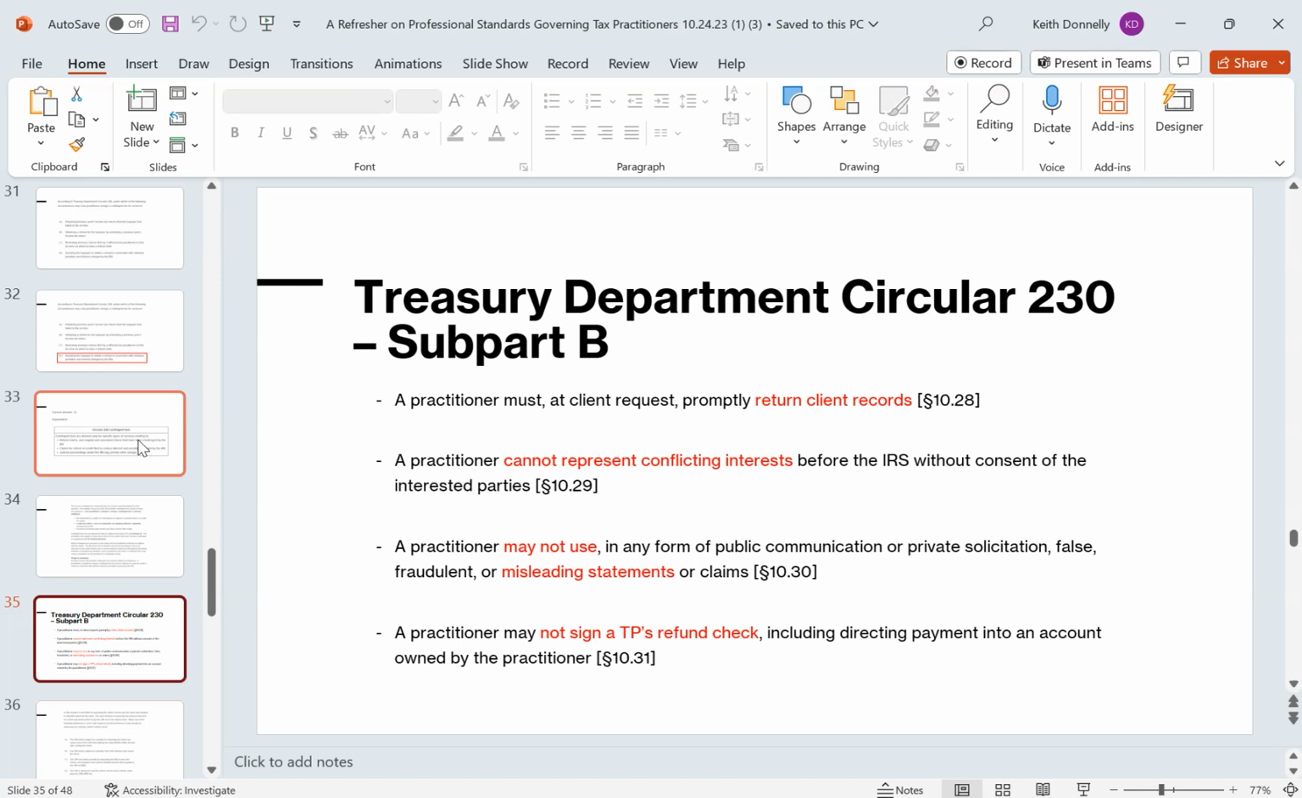All right, some other Circular 230 provisions. You've got to return the client records. The clients own the records, not the firm. Likewise, you can't have conflicting interests. As a general rule, you can't use any misleading statements. Another big one here: you can't sign a taxpayer's refund check.